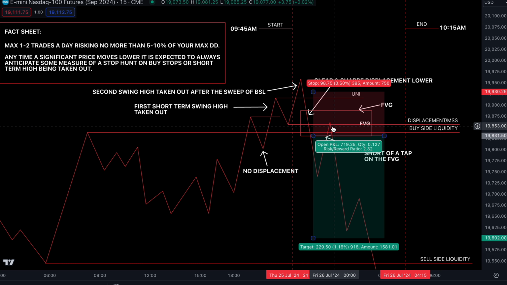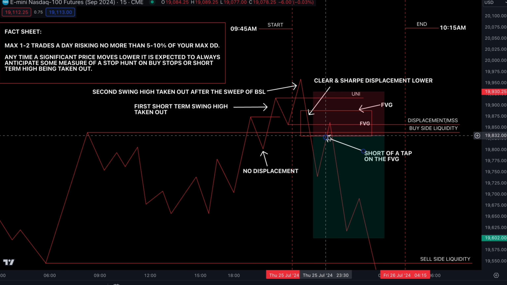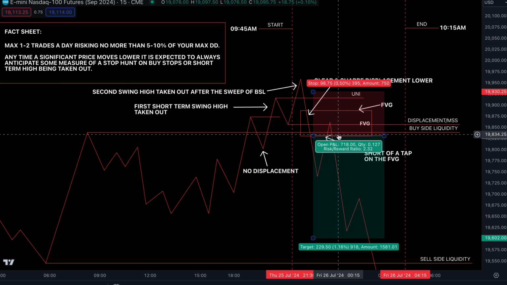You don't want to enter on the midpoint of the fair value gap. As soon as price comes even close, market order straight away. Don't use limits. We don't use limits. You can if you want. Personally, I like to use market orders. I get a better feel for price using market orders. I don't like using limits. So you'd market order as soon as it taps the bearish fair value gap.